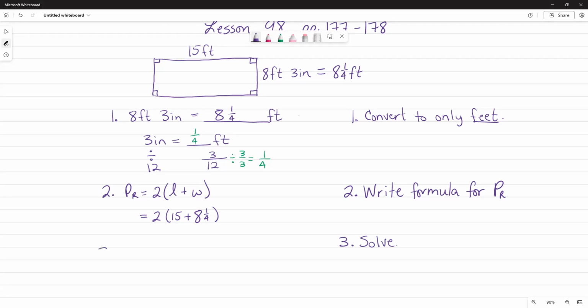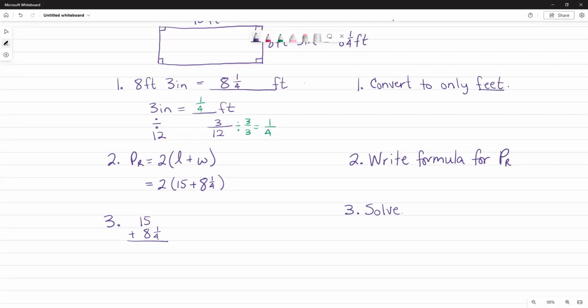All right, so for step 3, my first thing is I have 15 plus 8 1/4. Well, I don't need to turn anything into a fraction for that 15, because what's 0 plus 1/4? Because I'm adding, I just bring down the 1/4. I don't have to worry about anything else. Then I just add the 15 and the 8. So 5 plus 8 is 13, carry my 1, and it's 23. So that means that inside my parentheses is now 23 1/4. So I'm going to plug that back in here.